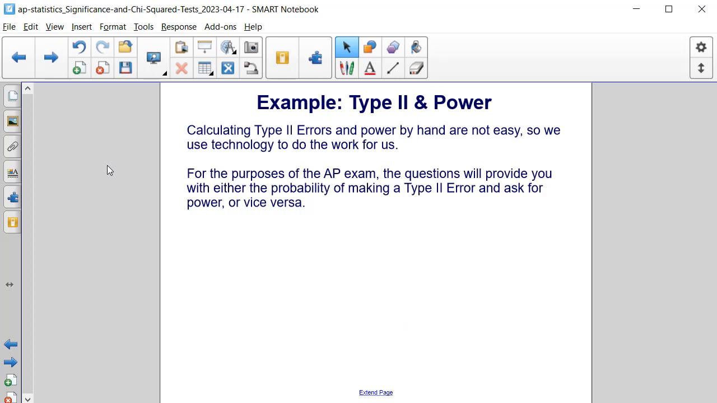Calculating type 2 errors and power by hand are not easy to do, so we use technology to do the work for us. For the purposes of the AP exam, the questions will provide you with either the probability of making a type 2 error and ask for the power, or vice versa.